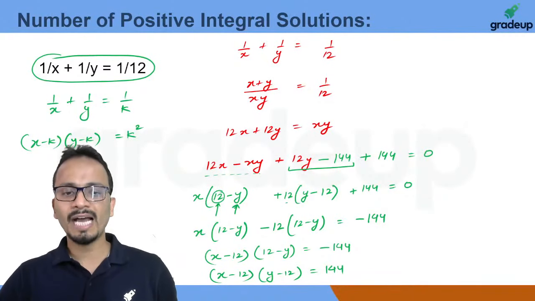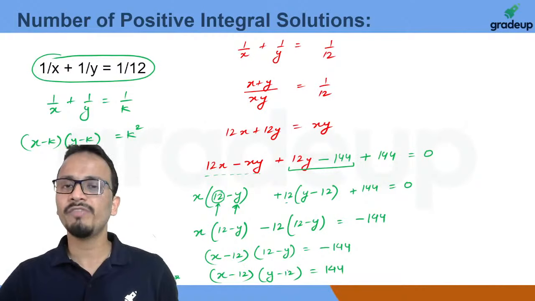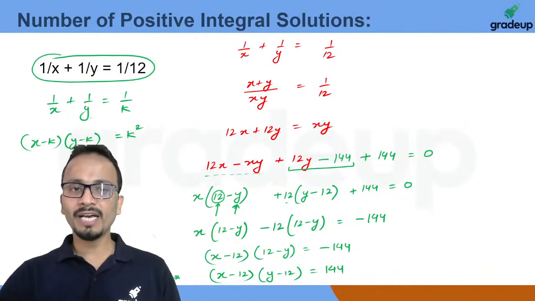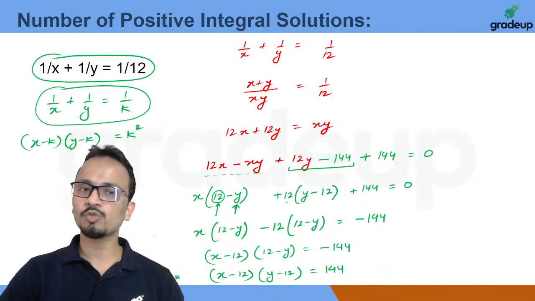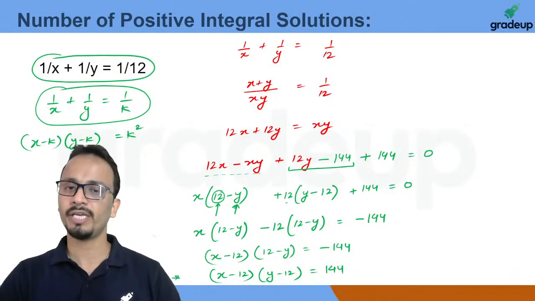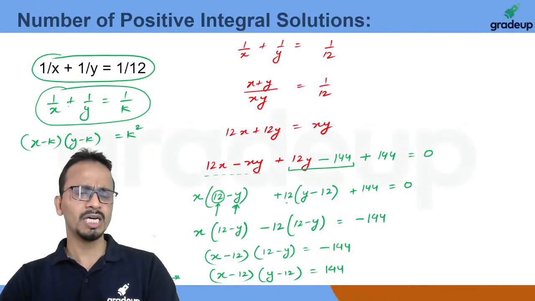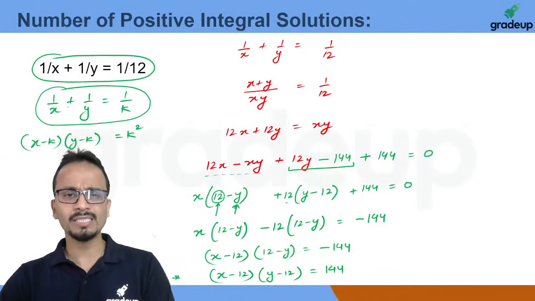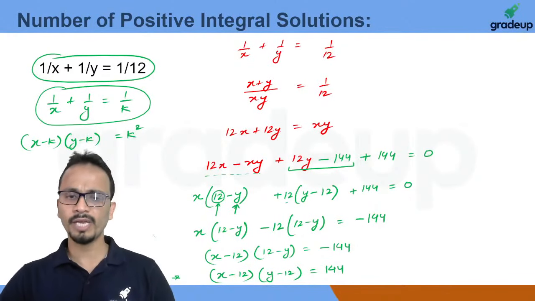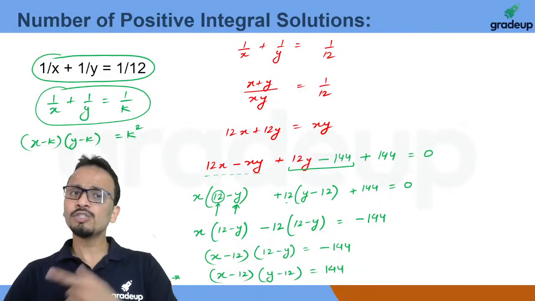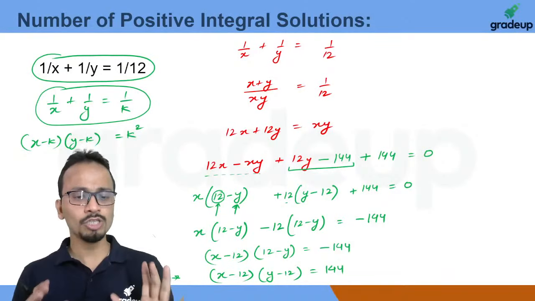So finally I have got (x minus 12)(y minus 12) equals 12 square. This can only be done if you have it in this standard form, 1 upon x plus 1 upon y equals 1 upon k. You can save a few seconds, like 30 or maybe 45 seconds. Now let's move ahead. Right now the job is not done.